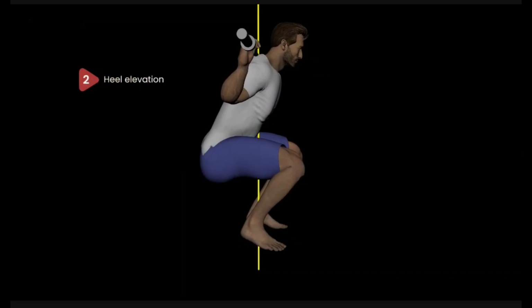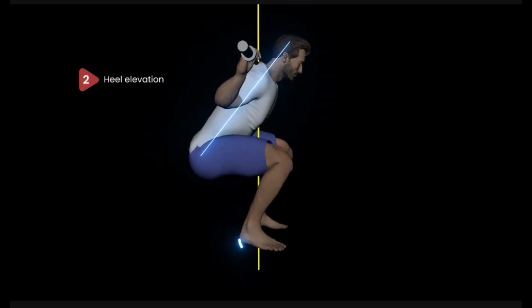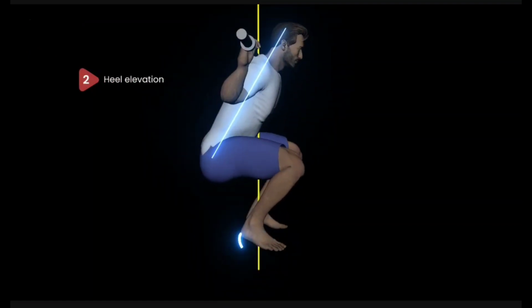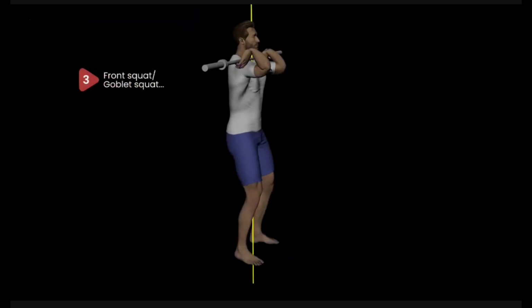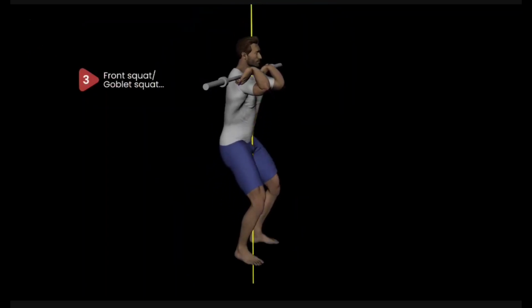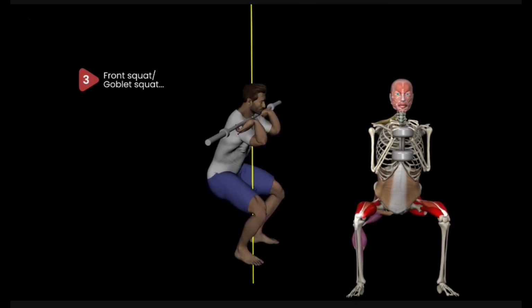Another solution is heel elevation. Wearing weightlifting shoes with an elevated heel or placing small plates under the heels can improve squat depth and balance, particularly for individuals with limited ankle mobility or longer femurs. Another option is to shift the weight forward, such as in the front squat, allowing the trainee to maintain a more upright position.